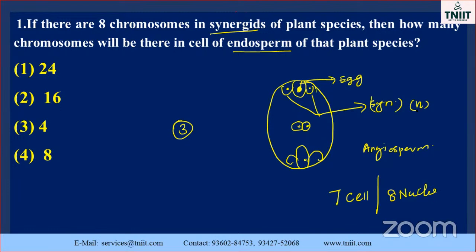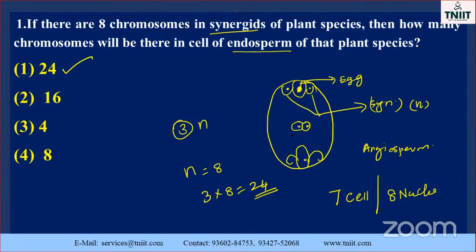But here the synergid is n, so 2n, plus the endosperm is also 1, so 3n is there. Normally n contains 8, so 3 into 8, so you will get 24. So the option is which one? You know, A is the correct one. Once again, let me repeat for you.